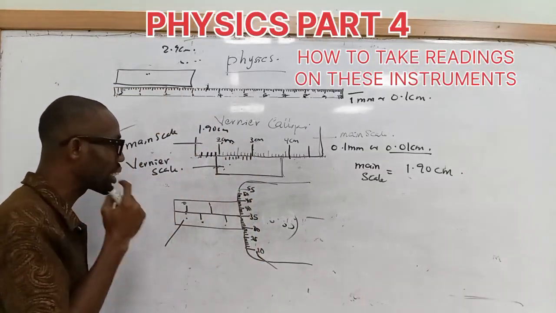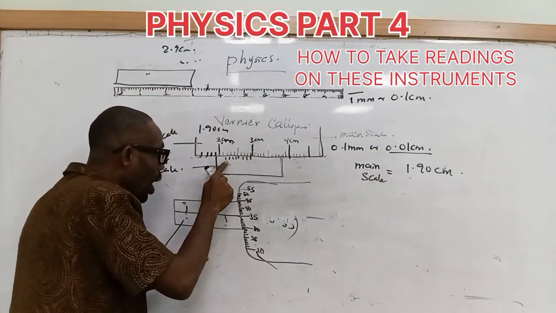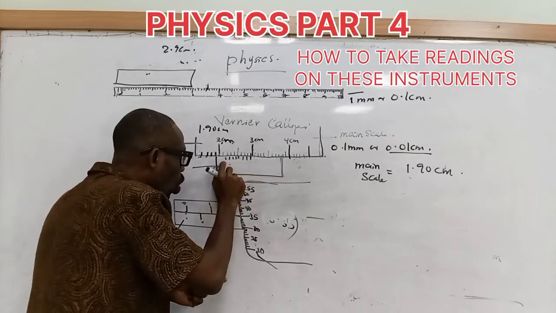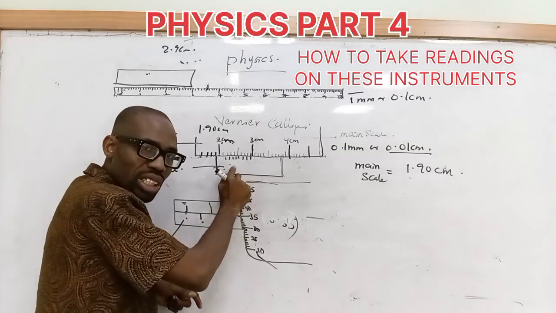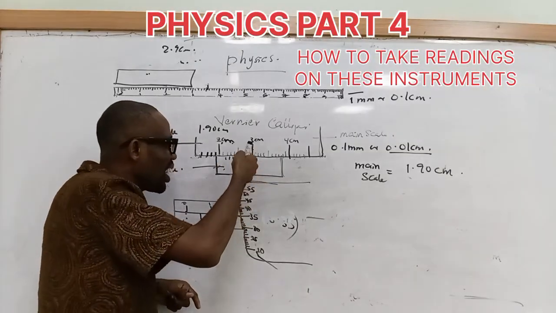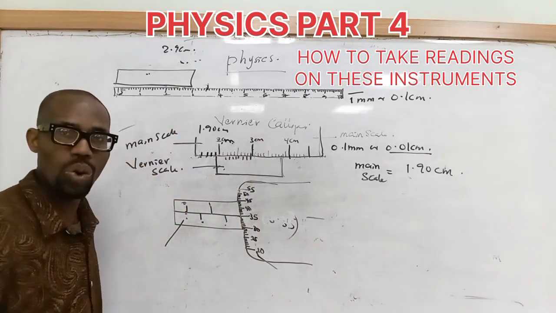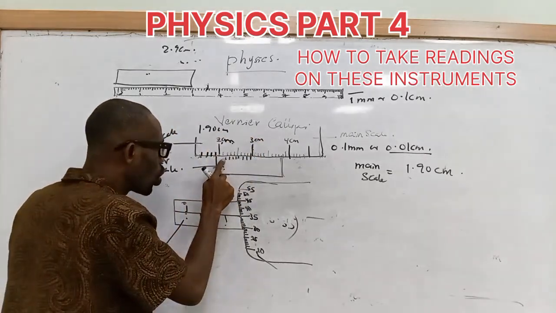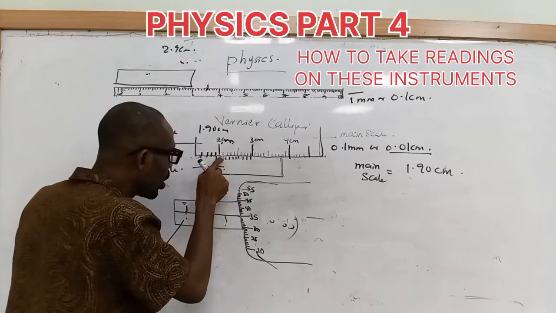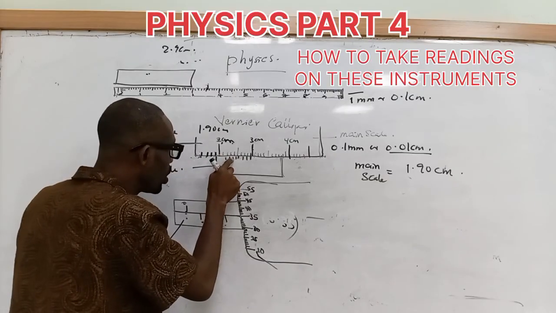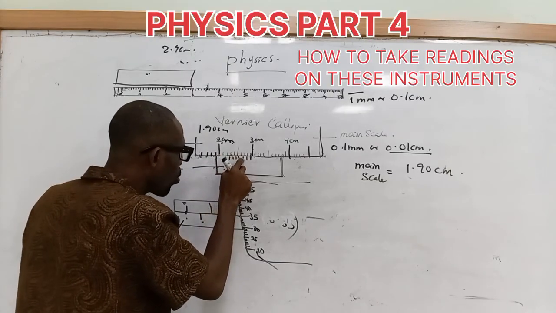Now let's look at the vernier scale. On the vernier scale, you will look at which of these graduations, these divisions, coincides with the main scale. So let's go. Does this touch any line here on the main scale? No. What of this one? No. This, no. This, no. They are just falling in between.